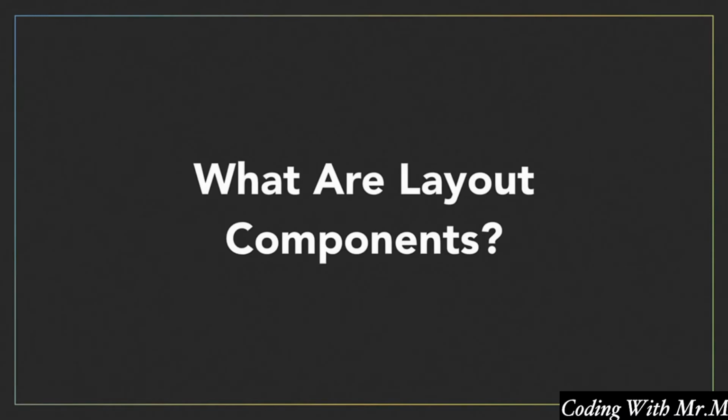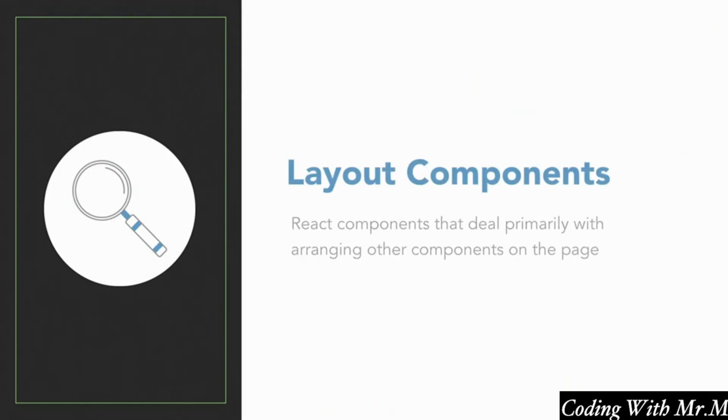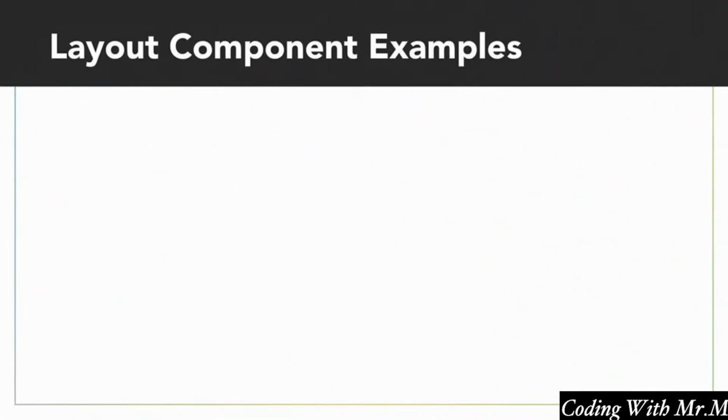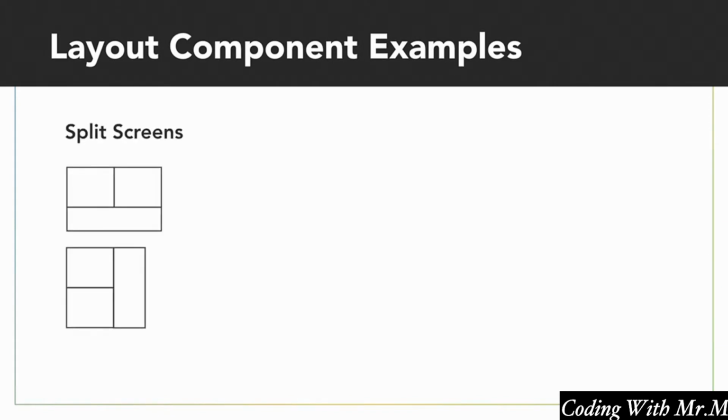All right, so the first thing we're going to talk about are something called layout components. Let's start off with the definition here. Layout components are components in React whose primary concern is helping us to arrange other components that we create on the page. Some examples of this that you're probably familiar with, and that we're going to be taking a look at throughout the rest of this chapter, are split screens, right? So arranging more than one component in different sections of the page.